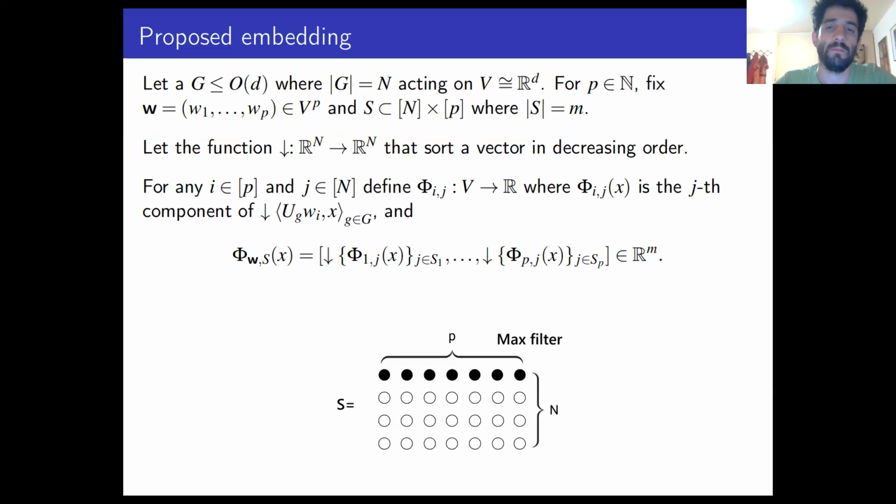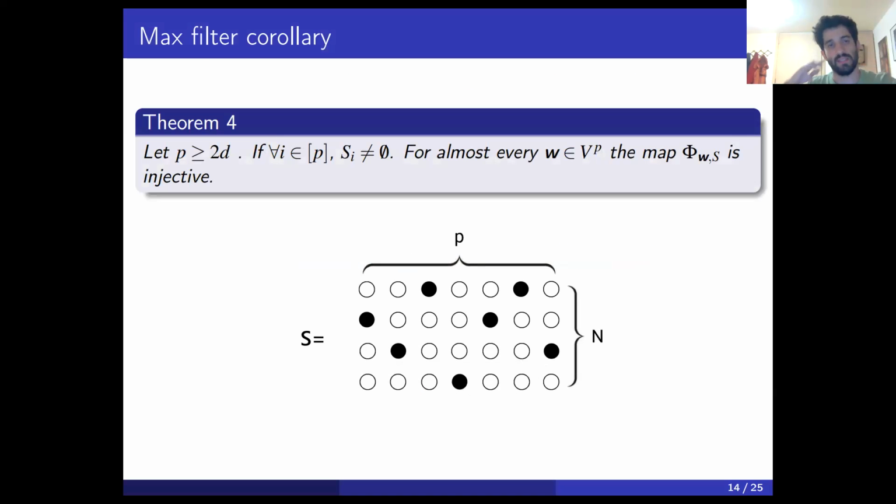A result we had, which can be seen as very similar to the max filter result, is that if we have at least 2D generic vectors with respect to Lebesgue measure, we don't need to take just the max filter. We can take any element from each column of [N] times [p]. For example, here, if we take the second greatest from the first column, the third from the second, the max filter from the third, the min filter for the fourth, and so on, again we solve the injectivity problem.